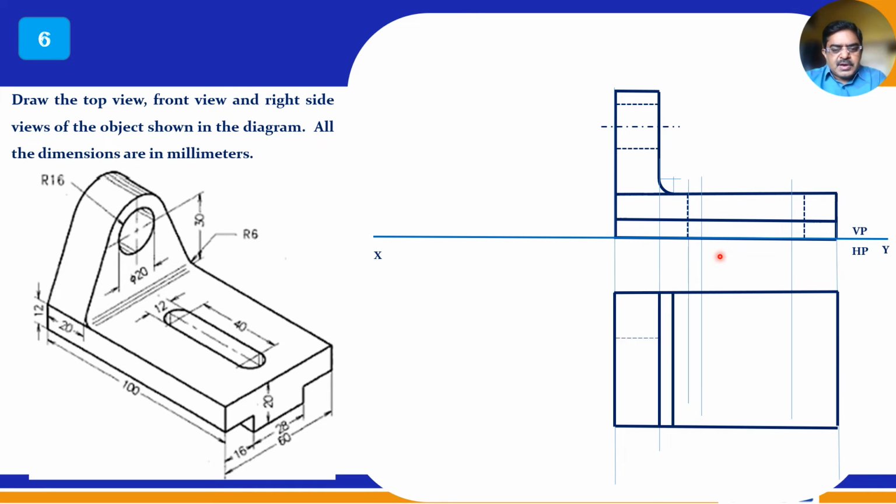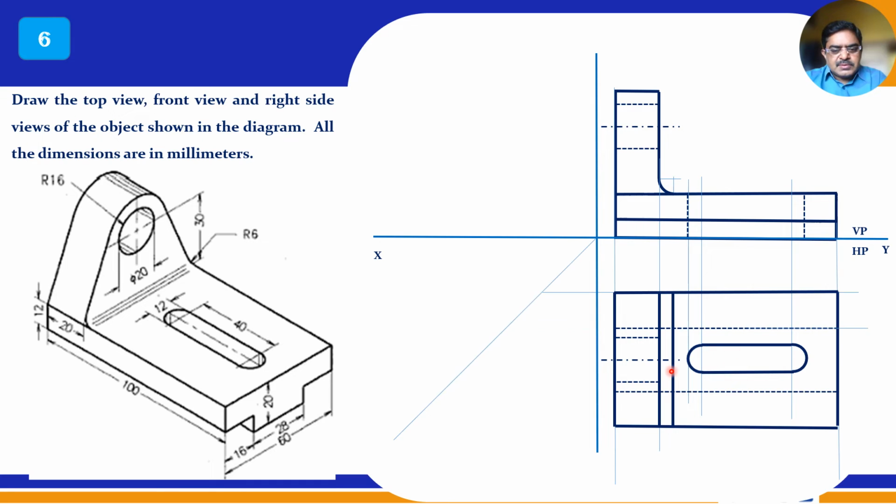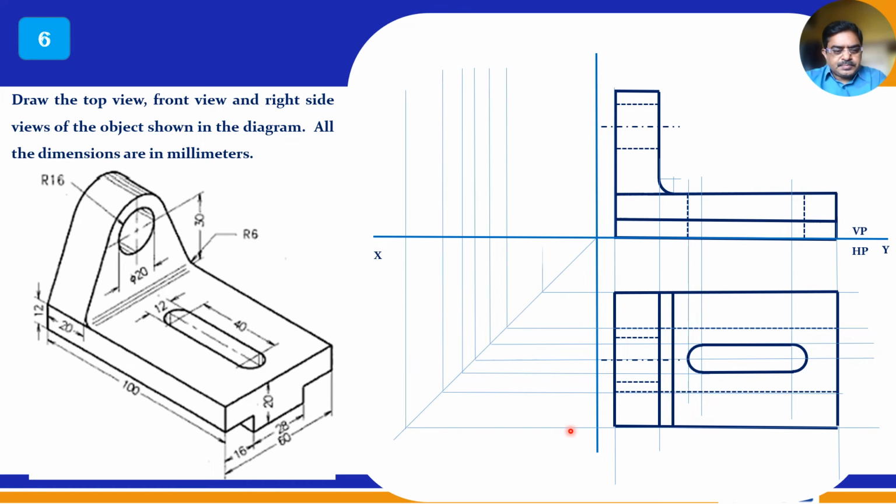Now the top view can be drawn very easily, right? It is only lines, and then the keyhole is visible. The side view is again very simple. You can show this guideway clearly like this, and then you can draw like this. So this is the front view.